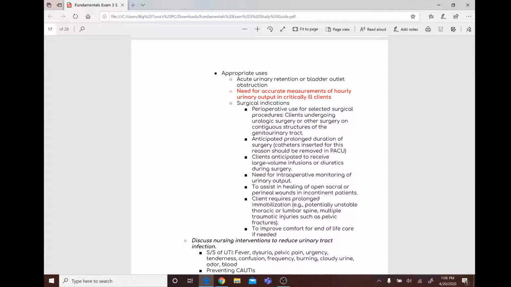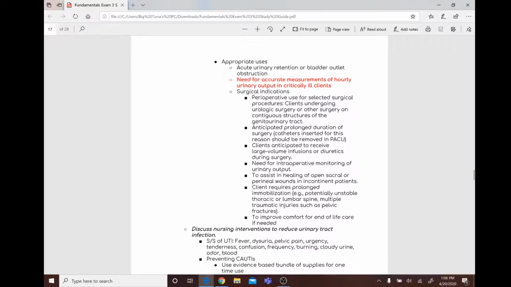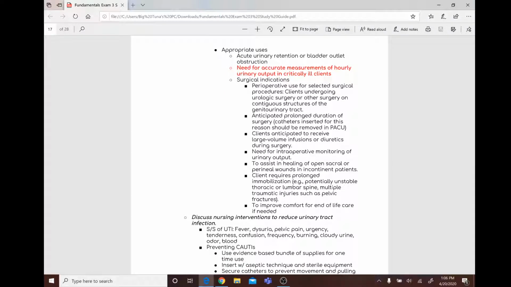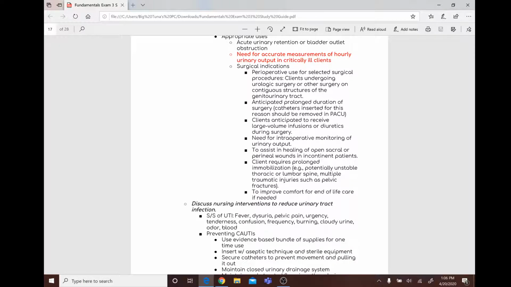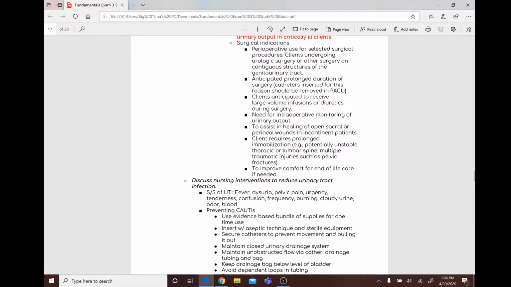So pre-op, clients undergoing urologic surgery or other surgery. Anticipated prolonged duration of surgery. Getting diuretics or large volume infusions. Intraoperative monitoring. Healing of sacral or perineal wound.